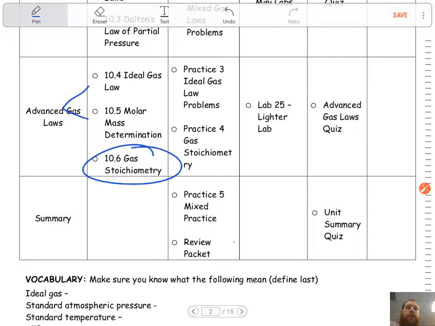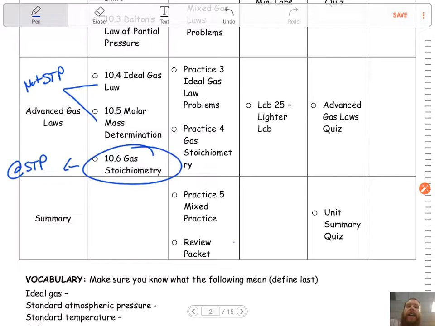So these two, 10.4 and 10.5, are when you're not at STP, when you have to use those. Gas stoichiometry is when, if you're at STP, it makes your work a little bit easier.